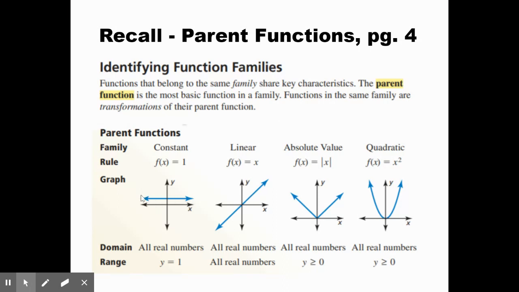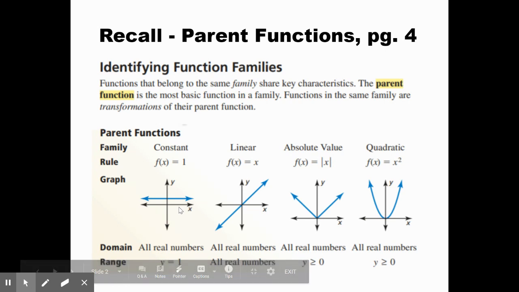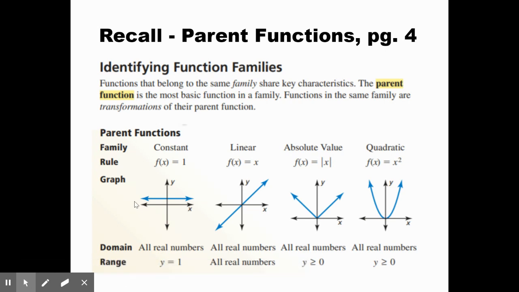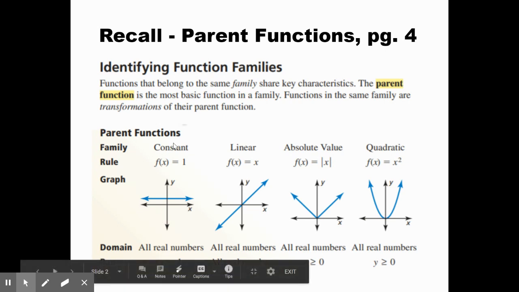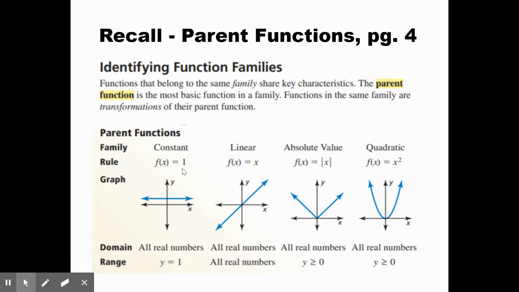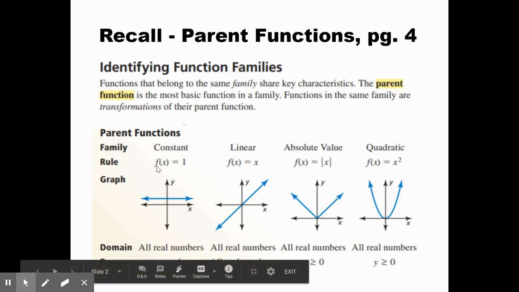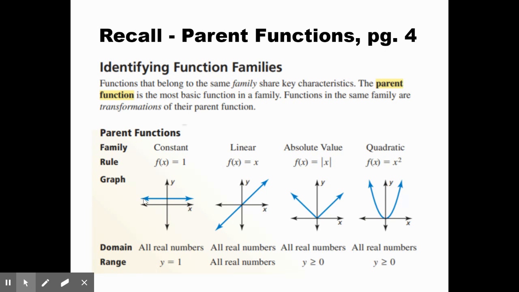Anytime the graph is a horizontal line, see how it's horizontal, so that means it doesn't have a slope, or rather the slope is zero. It constantly just goes left to right, so that's a constant function. And your equation will only have a number with no x variable. So remember, f of x really means y. So let's say your equation said y equal 1 or y equal 4. That's a constant.